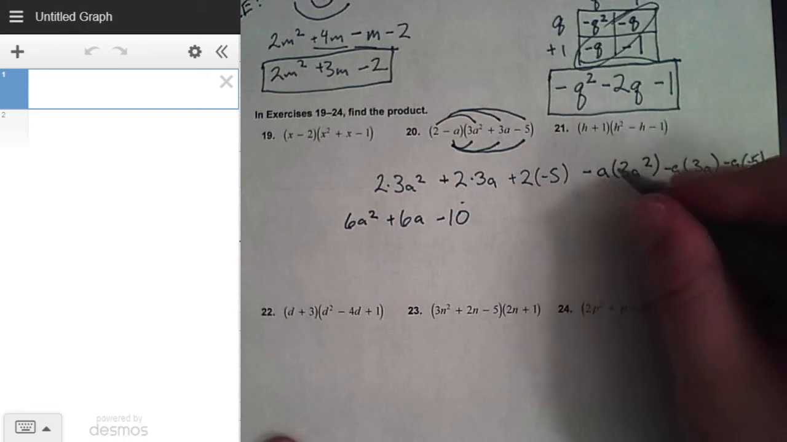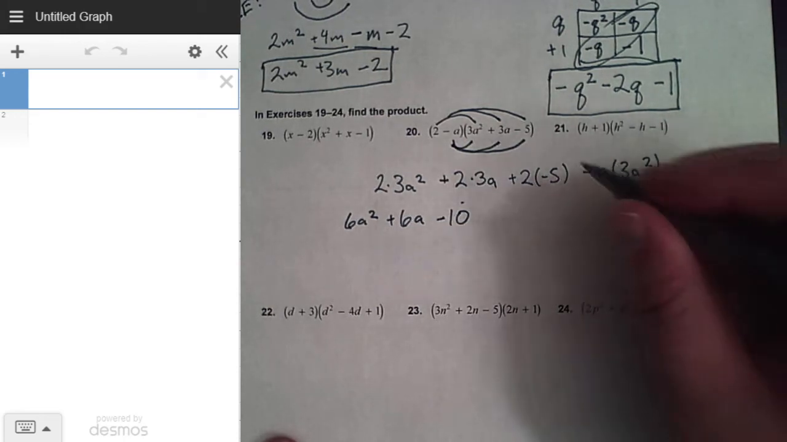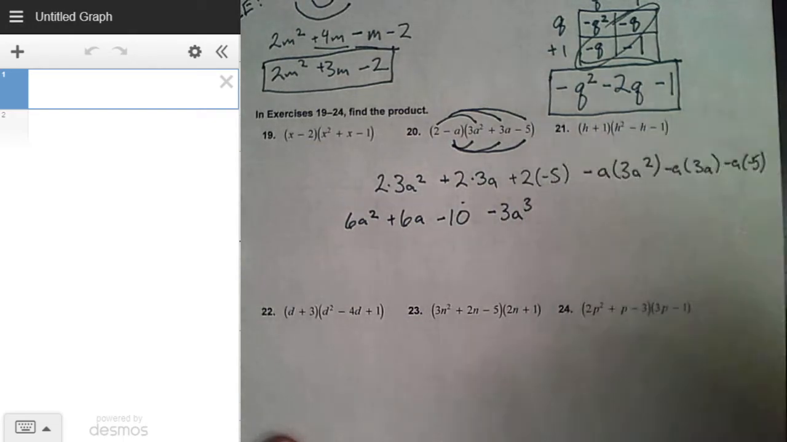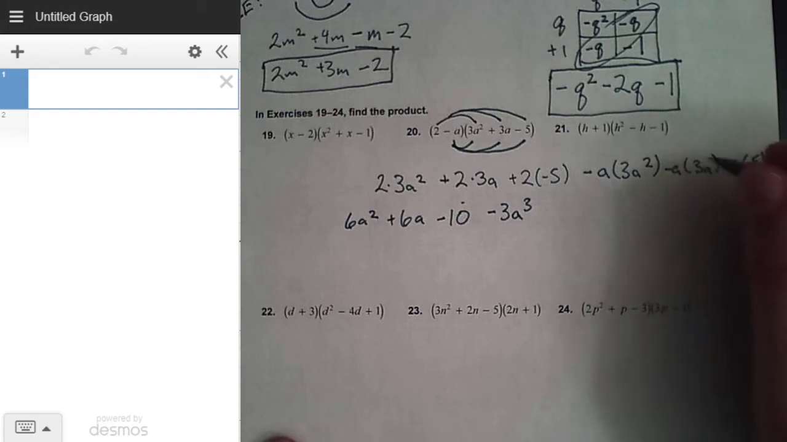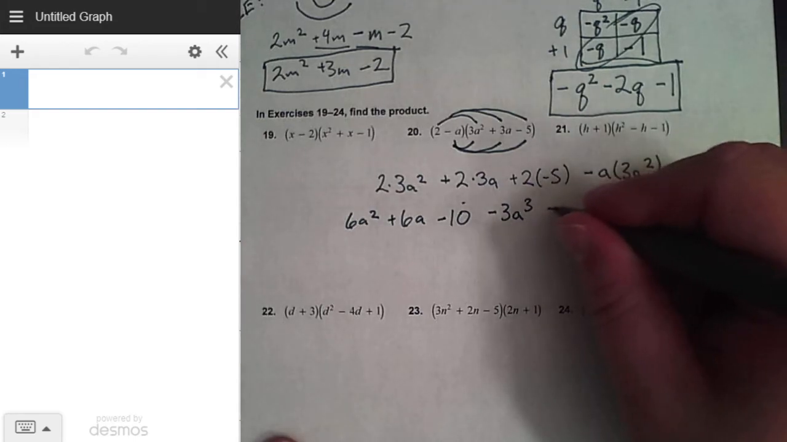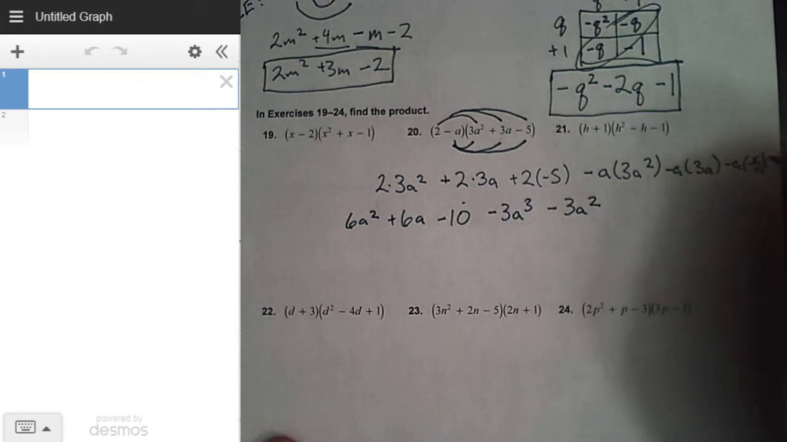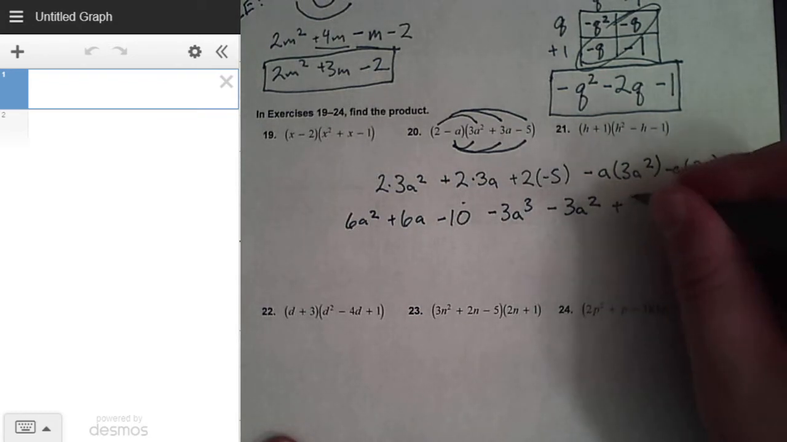So negative a times 3a squared is going to be negative 3a cubed, or 3a to the third power. Negative a times 3a is going to be negative 3a squared. And then negative a times negative 5 is going to be positive 5a.